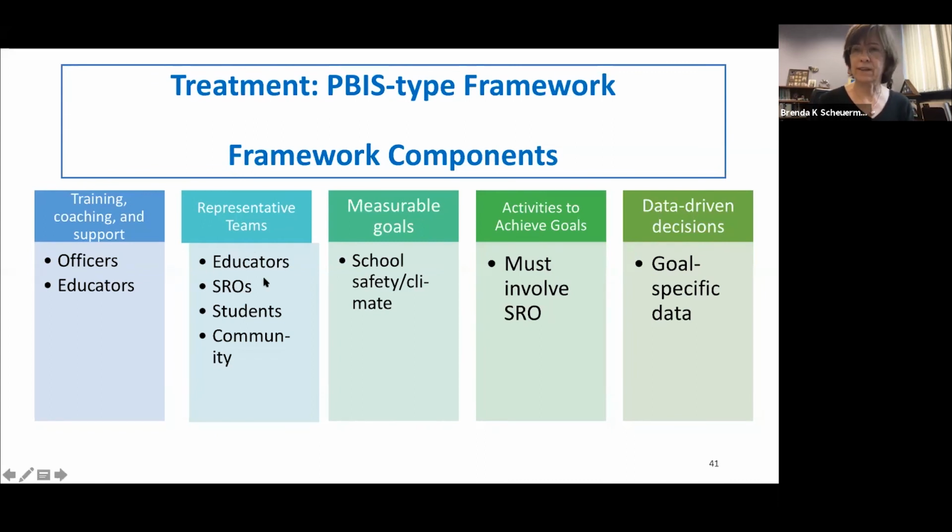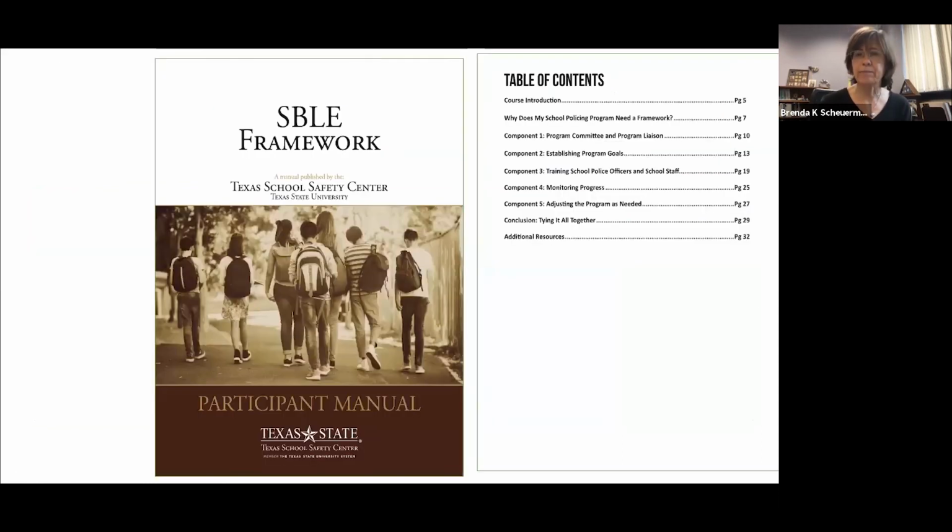Each school set up a representative team consisting of educators. The SRO was a member of the team. Many of the schools had student representatives and community representatives. Each school established measurable goals that they wanted to address. They developed activities to achieve those goals, and the goals needed to relate to school safety and climate, and the activities needed to involve, to some extent, the SRO. And then we collected lots of types of data.